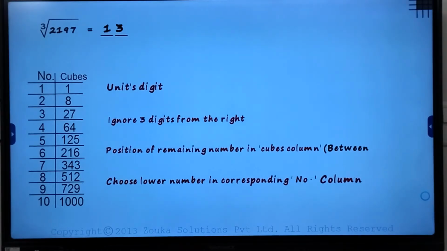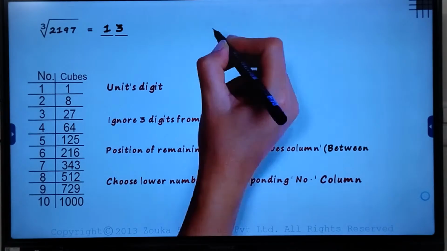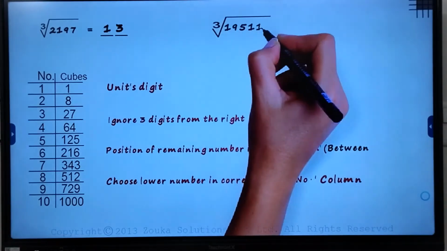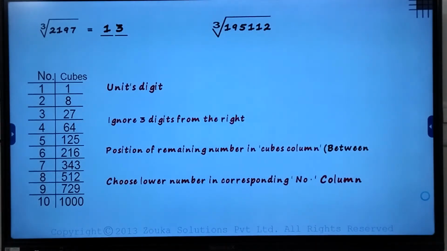This looks really long at first look, but with practice, trust me, you'll be able to solve it in 5 seconds. Now let's solve another problem so that you understand better. Say we want to find the cube root of 195112. This number is 6 digits long and hence its cube root will be 2 digits long. Remember, cube roots of large numbers which have 4, 5 or 6 digits will always be 2 digits long.